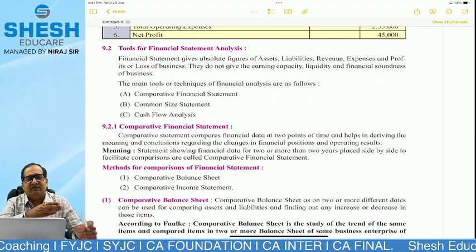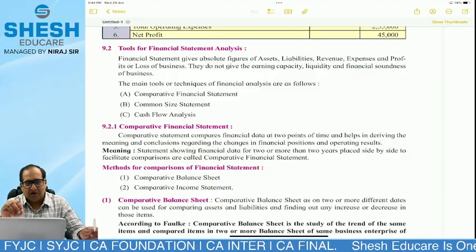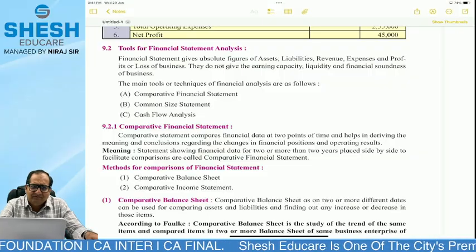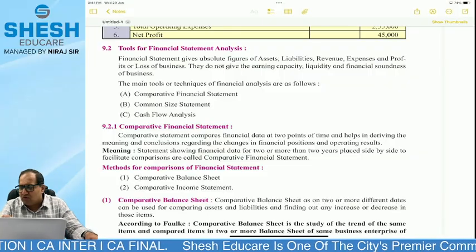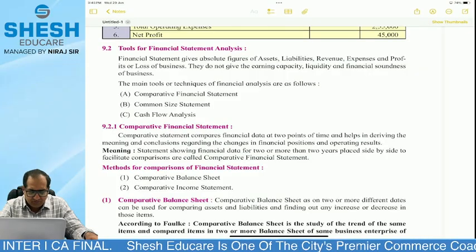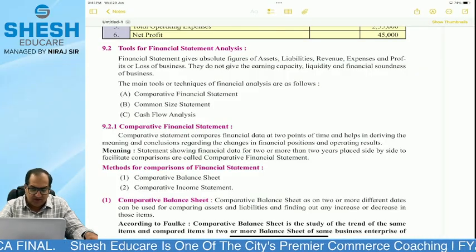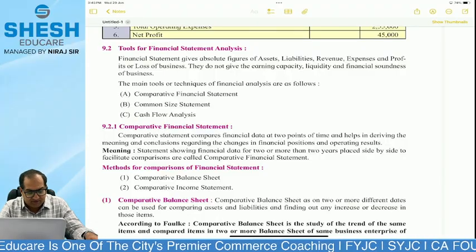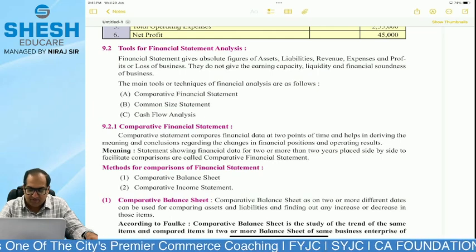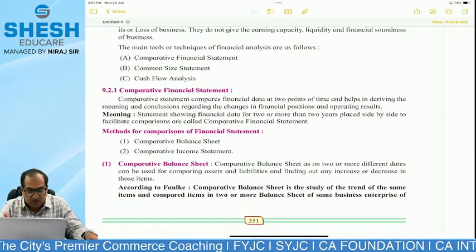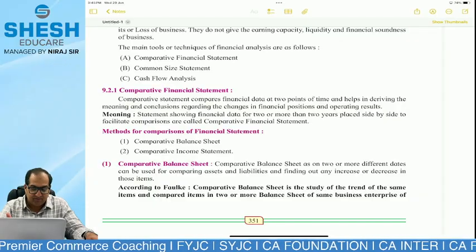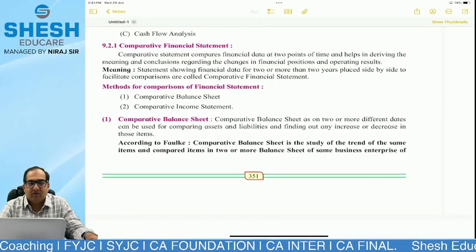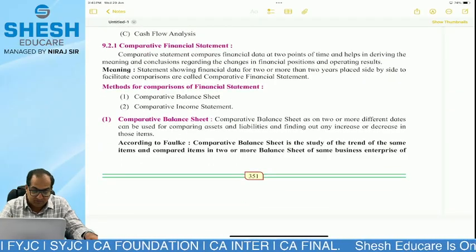Obviously, if my sales of last year and current year are the same figure, for example, 5 lakhs, there is no change at all, so what is there to compare? So you are going to compare item to item. Meaning, statements showing financial data for 2 or more than 2 years placed side by side to facilitate comparisons are called comparative financial statements. Methods for comparison of financial statements: one is the comparative balance sheet and the other is the comparative income statement, nothing but your revenue account, trading and profit and loss account.